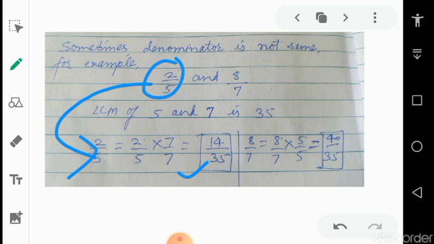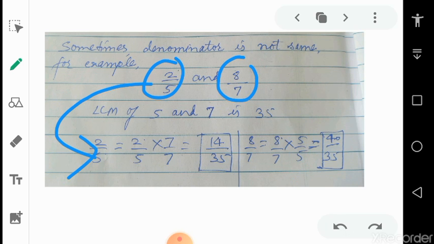And the second fraction, 8 upon 7. Now it is converted into 40 upon 35. How? See the denominator, that is 7. As we know, the LCM is 35. How can we make 7 equal to 35? Multiply by 5. So 7 is multiplied by 5, but also 8 will be multiplied by 5. Now we write 5 upon 5, and after multiplying, 8 times 5 is 40, 7 times 5 is 35.